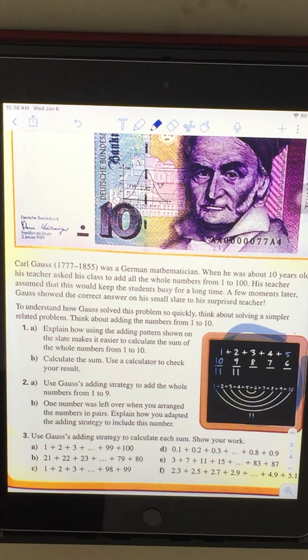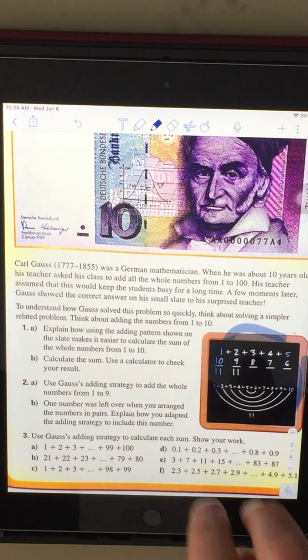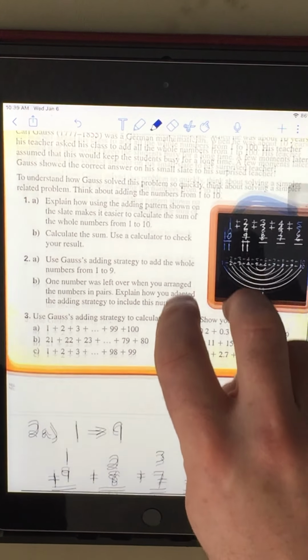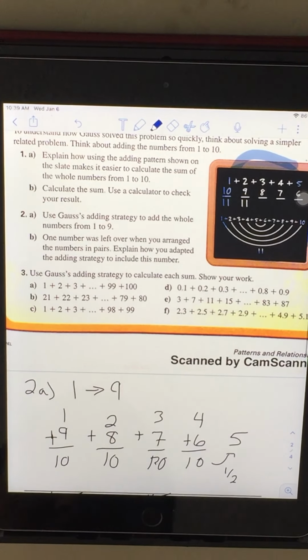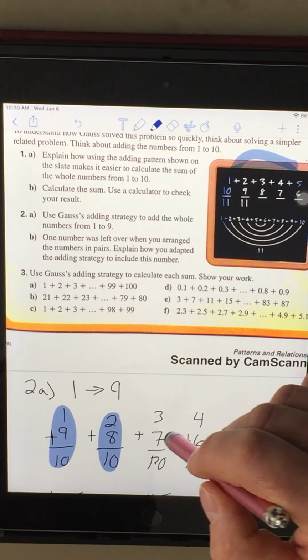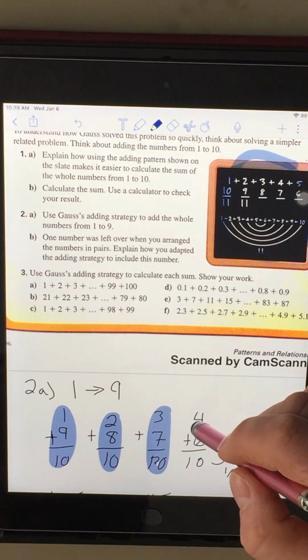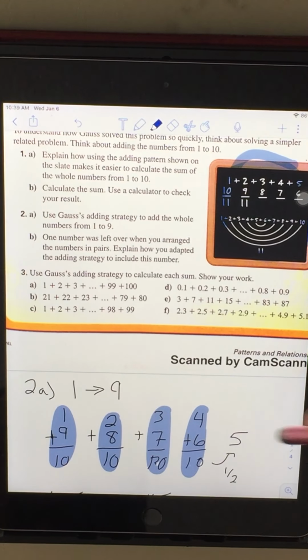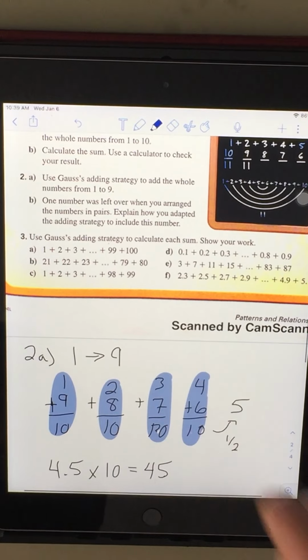Question 2 says use Gauss's adding strategy to add the whole numbers from 1 to 9. So I've figured this out below here. Question 2. So we start pairing the numbers up and we get 1 and 9, which equals 10, 2 and 8 equals 10, 3 plus 7 equals 10. Sorry, my 10's a little sloppy there. 4 plus 6 equals 10. And then 5's left over. Well, notice it's exactly half of what all the sums are. 5 is half of 10. So that means we can take 4.5 pairs times 10, and it gives us 45. That's the sum of the numbers from 1 to 9.